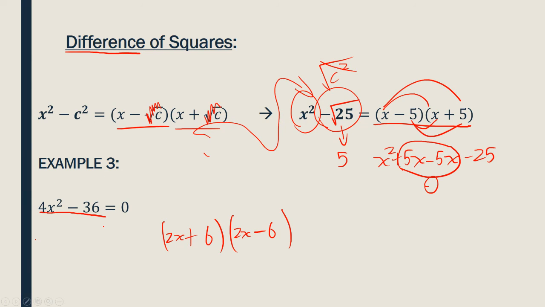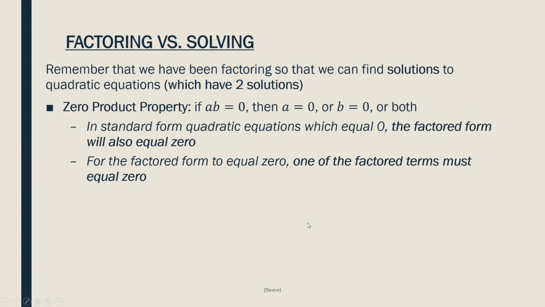So again, this is one that's not necessary to memorize, but sometimes this does pop up on the ACT on certain tests like that. But that would be my solution, or that would be my factored form, 2x plus 6 times 2x minus 6. And then I would set each of these terms equal to 0 in order to find my solutions.